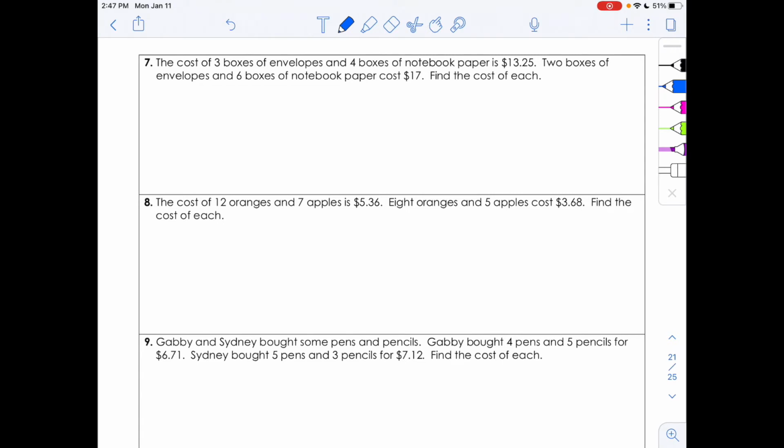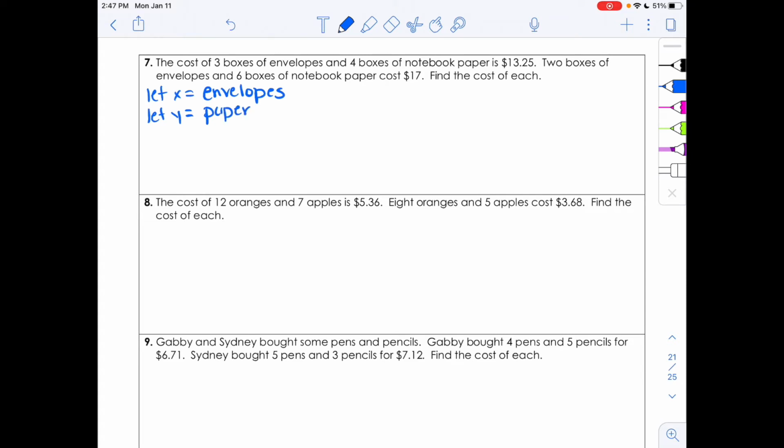First, we're going to write two let statements. We're going to let x equal and let y equal, and it's our two topics. In this problem, we're talking about envelopes and paper. So we're going to let x equal the envelopes, and we're going to let y equal the paper.